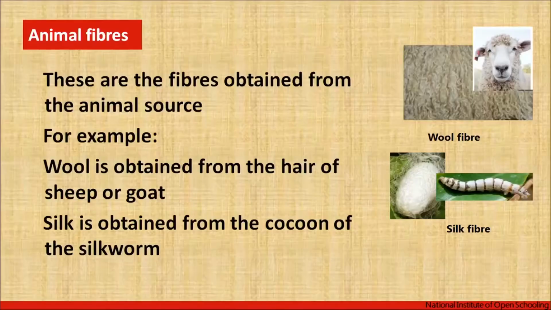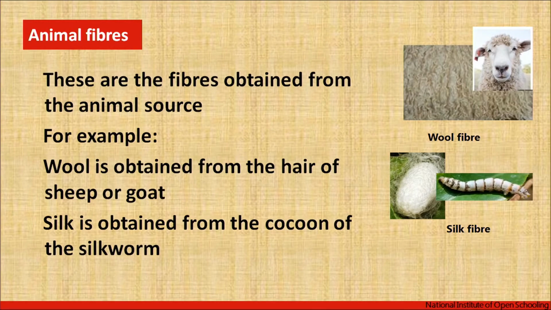After that, we have protein fibers. These are obtained from an animal source. One is your wool fiber, which is obtained from the hair of sheep or goat. We also have the Angora rabbit, which also gives us a wool fiber that is very expensive and not easily available in the market. The other one is silk, which is obtained from the cocoon of the silkworm.